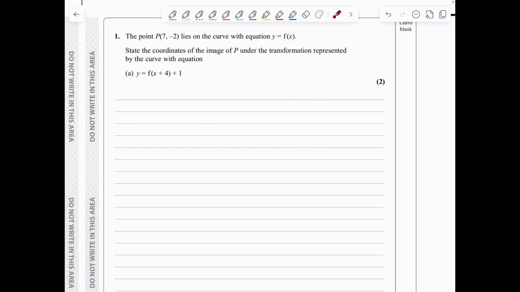The x + 4 means we are deducting 4 from x, while the + 1 means we are adding 1 to y, which means that for the point (7, -2), we will deduct 4 from x and add 1 to y, and this will take us to (3, -1).